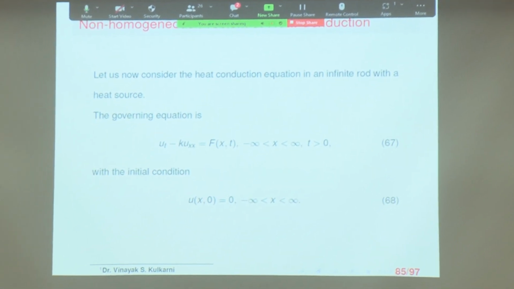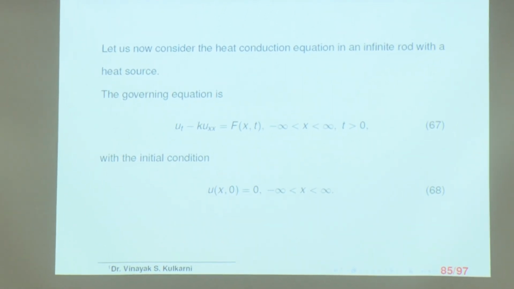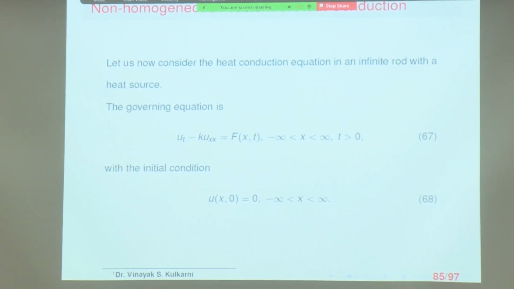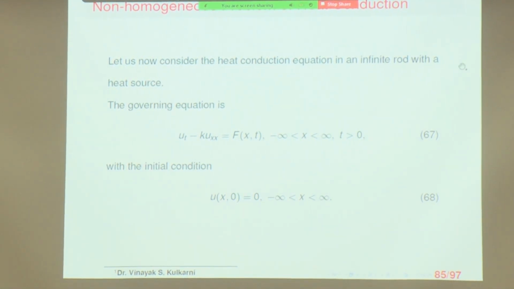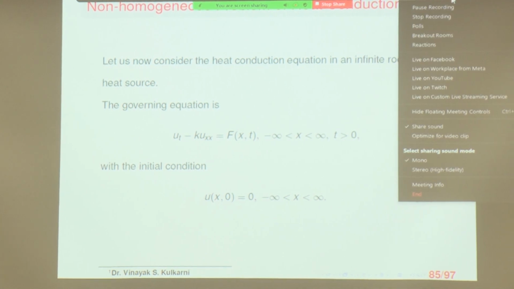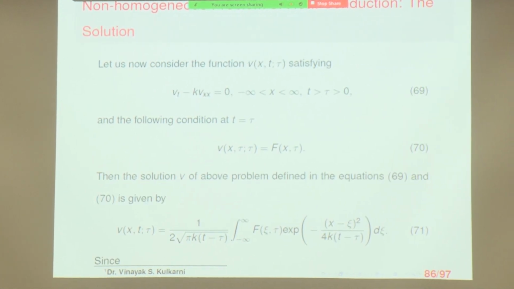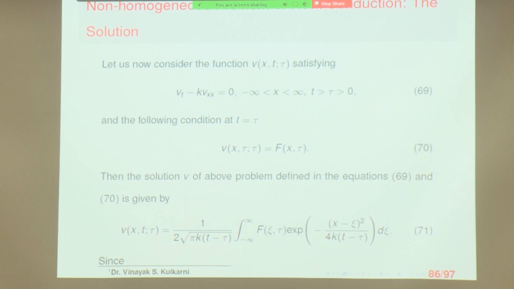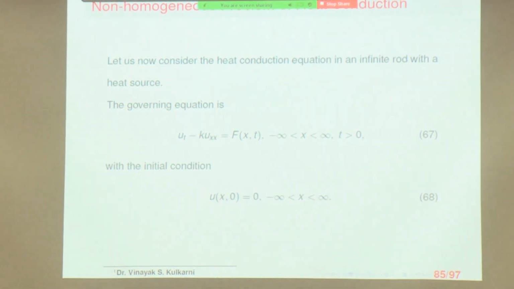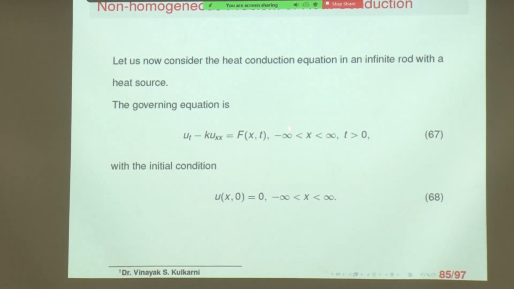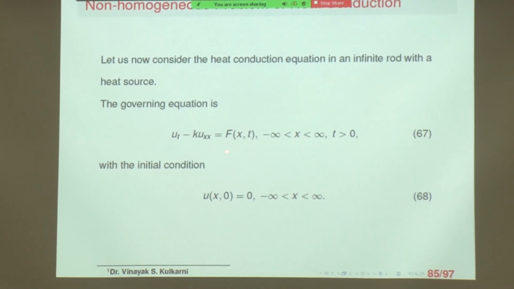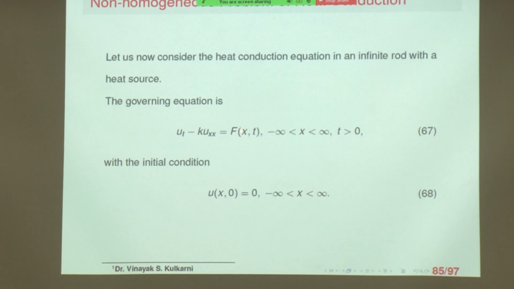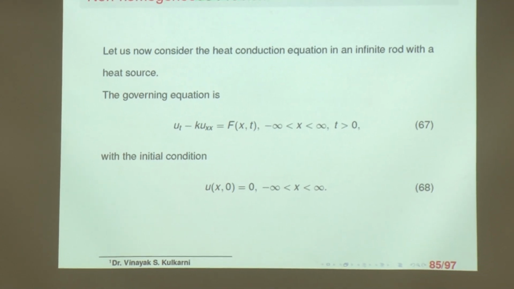So here is the first problem, non-homogeneous heat conduction. Non-homogeneous in the sense that this is the heat conduction within an infinite rod with a heat source. As I told you in the derivation of the heat conduction equation, this particular term represents internal heat generation. Whenever internal heat generation is there, otherwise earlier it was 0, right?